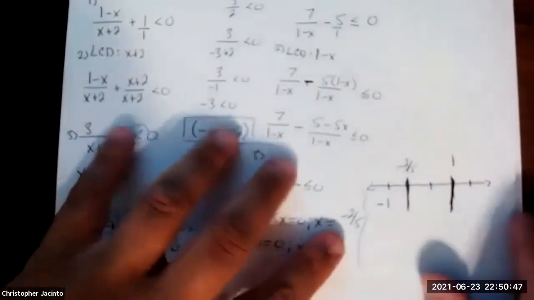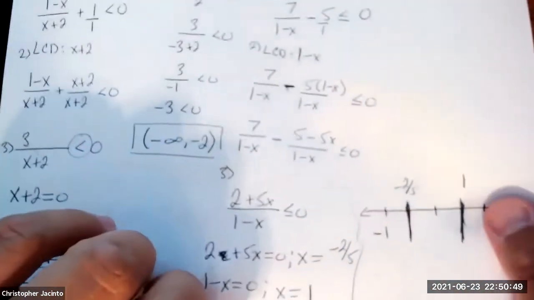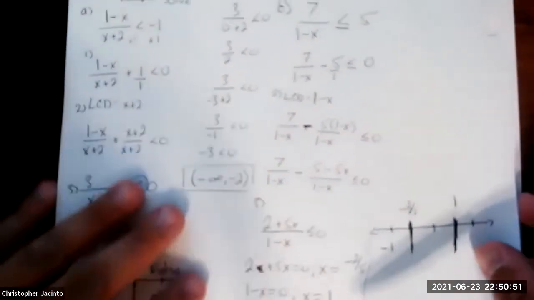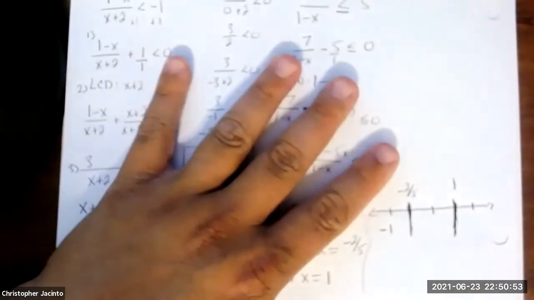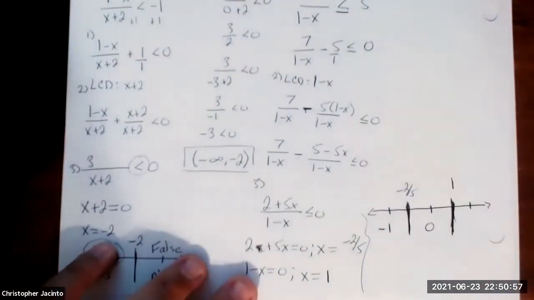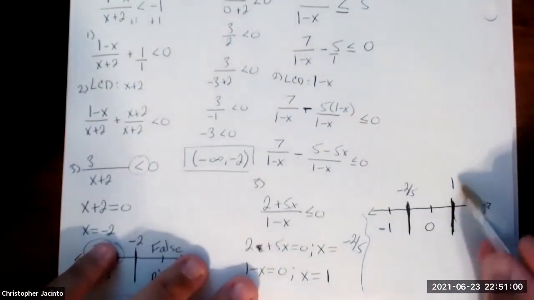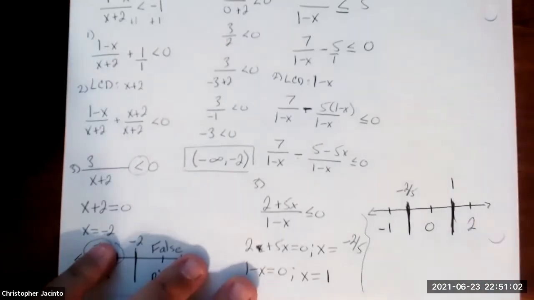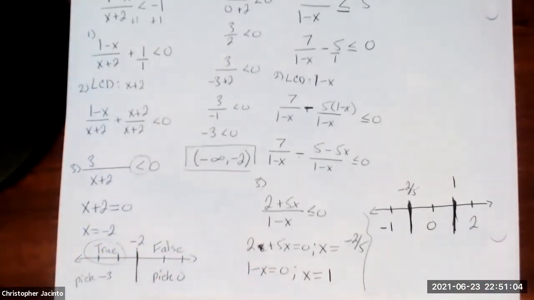Okay. So a number between negative 2/5 and 1. So we know 0 works, right? 0 is between those two numbers. And a number bigger than 1, we'll pick 2. And now we can do the same thing we did on the last one. We're going to see which is false, which is true, and which is not.